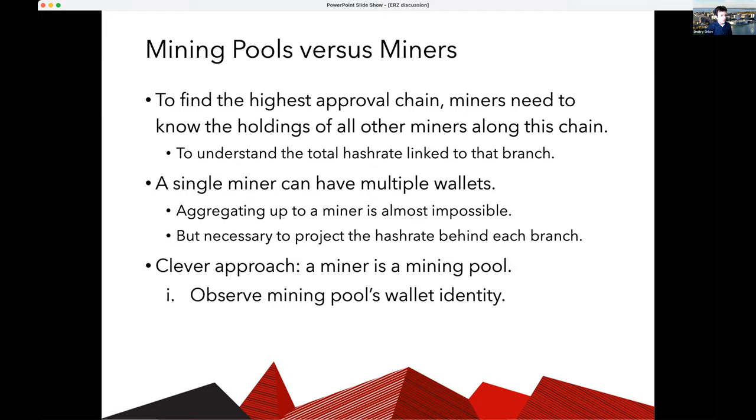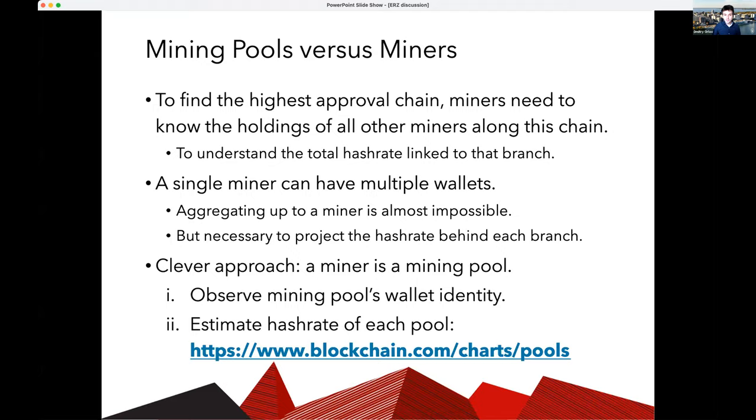And this is the mechanics. You observe the mining pool's wallet, because that wallet is constant, and you can estimate the hash rate of each pool. And so that's how, on the level of a mining pool, you can have this mapping between hash rates and how much the mining pool has in a particular branch.